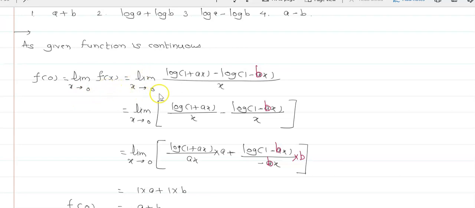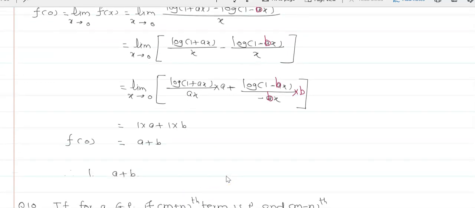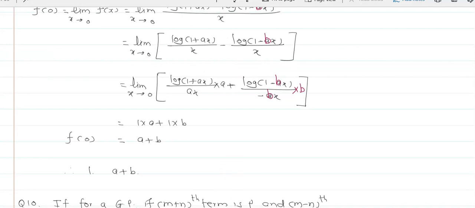is equal to limit x tends to 0, log of (1 plus ax) minus log of (1 minus bx) upon x. Separate it. That is, limit x tends to 0, log of (1 plus ax) upon x minus log of (1 minus bx) upon x. Therefore adjust here, that is the minus b, multiplied to the numerator and the denominator. The value of this limit is 1 into a plus 1 into b, and overall you will get f of 0 is equal to a plus b, and hence option 1 is the correct one.